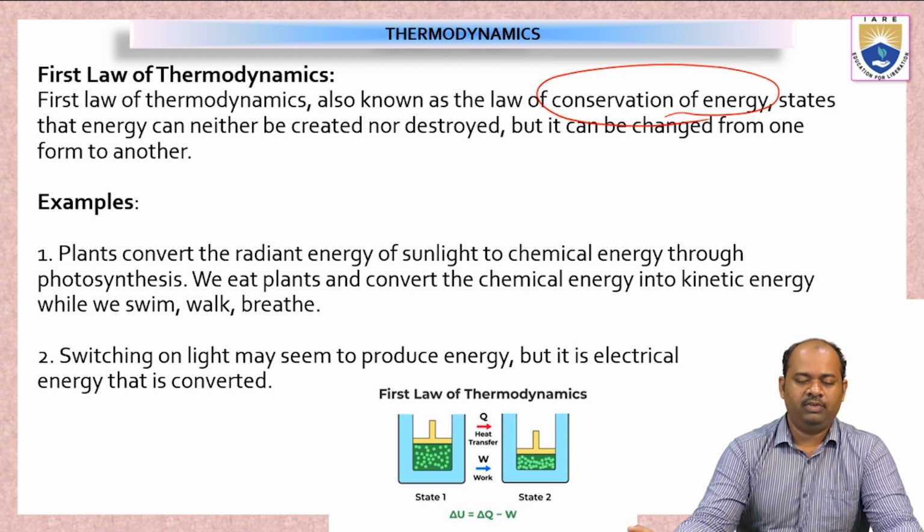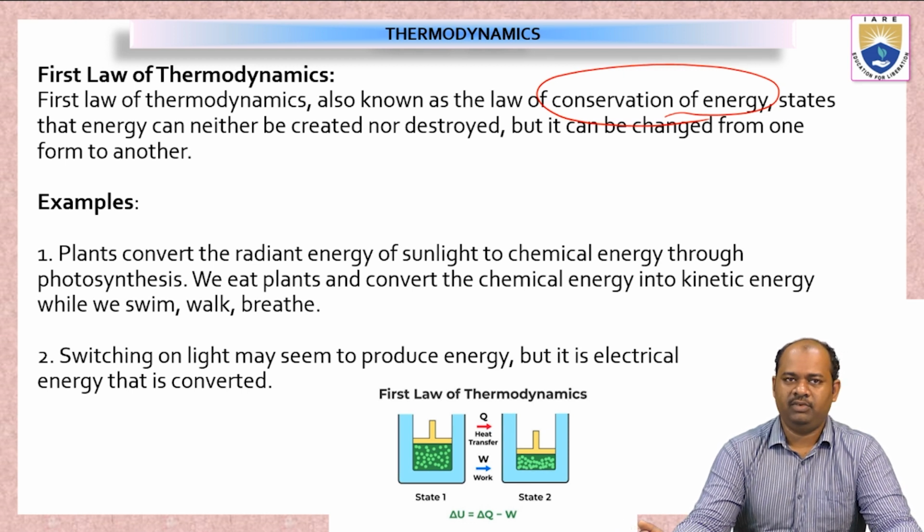And the second example for the first law of thermodynamics is switching on a light. It may seem to produce energy, but it is electrical energy that is converted. So at night time, when we switch on an electric bulb, what happens? The electrical energy will be sent into the bulb and the bulb will glow. Now, generally we are using some 5 bulbs in our house.